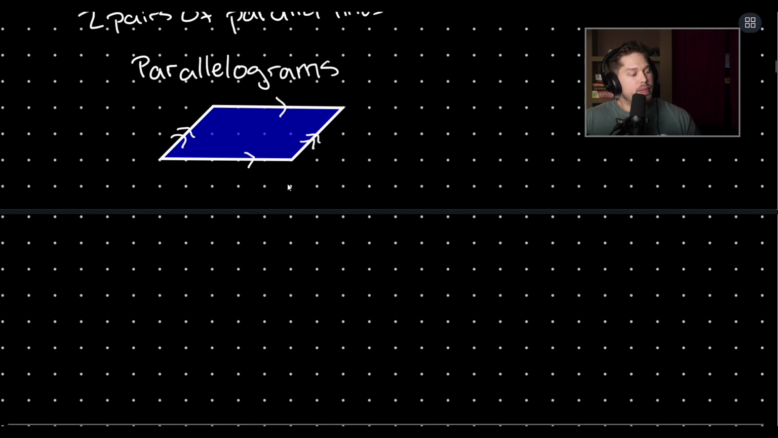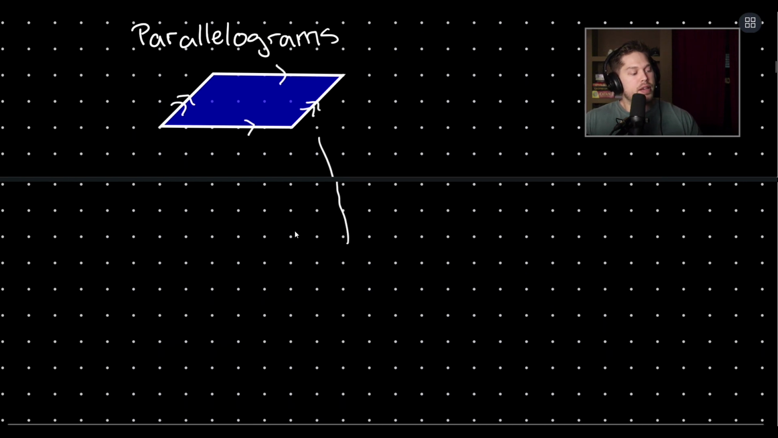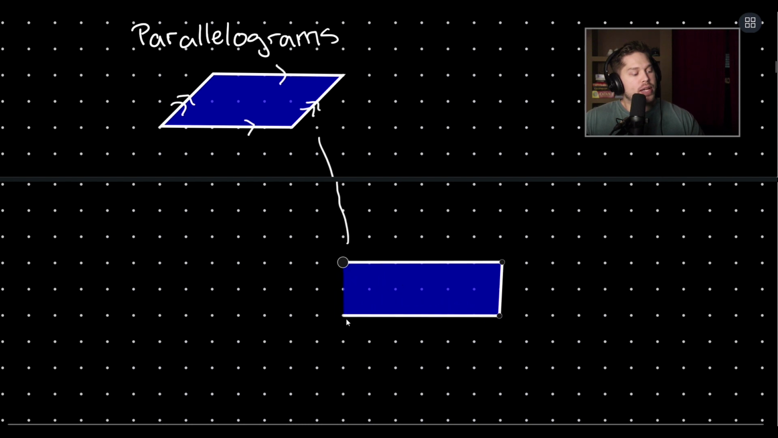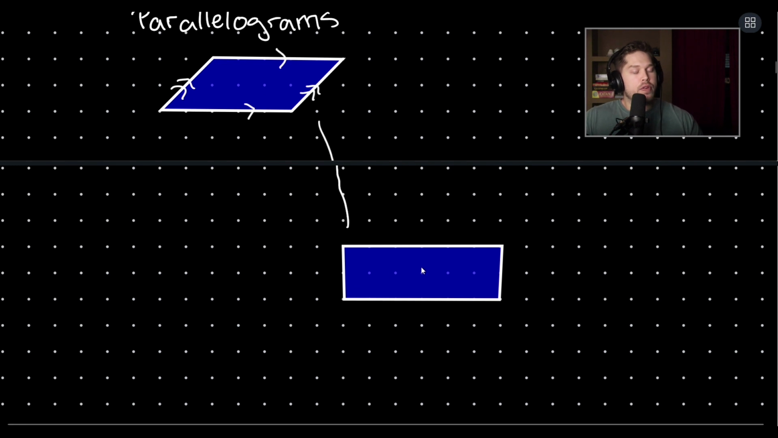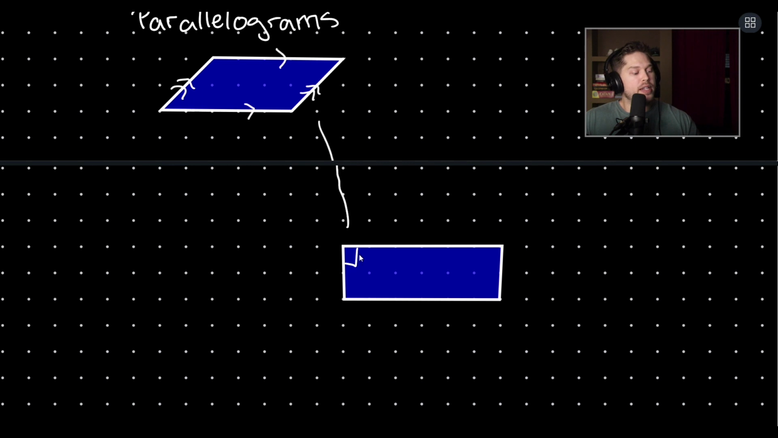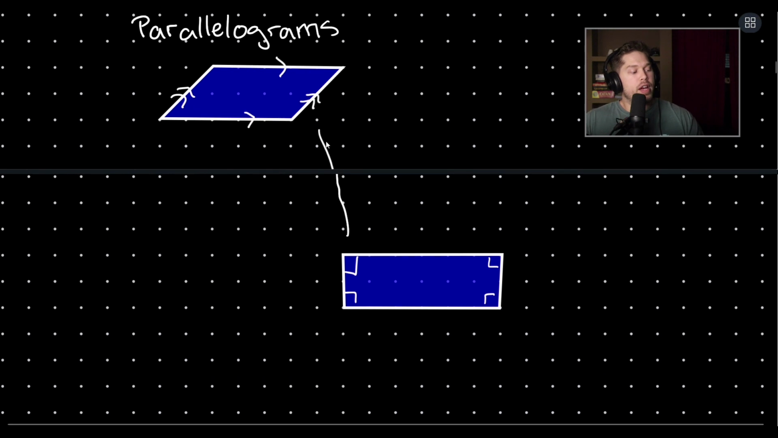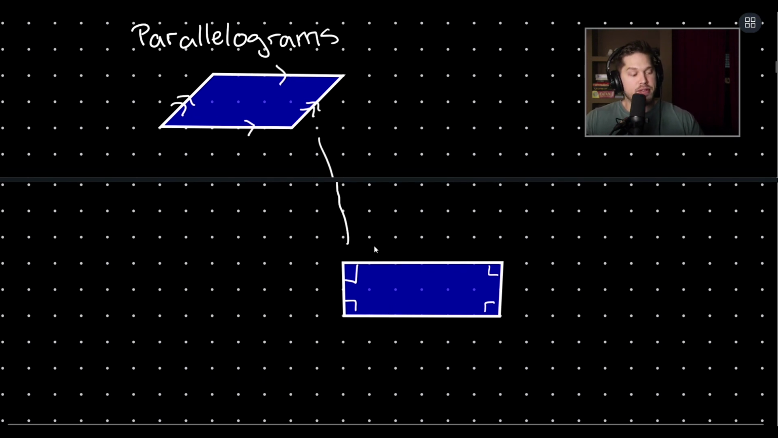Now we can get even more specific than this. The parallelogram kind of has two junctures. One juncture is our good friend, the rectangle, which we've already mentioned. So a rectangle also has two pairs of parallel lines. However, the rectangle also has all 90-degree angle measurements. So if a parallelogram has all 90-degree angle measurements, it's called a rectangle.